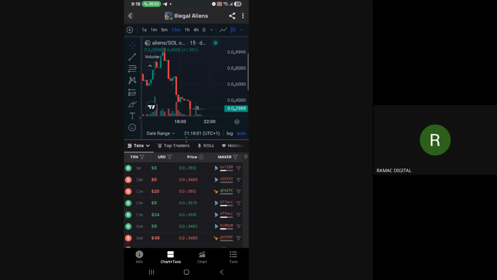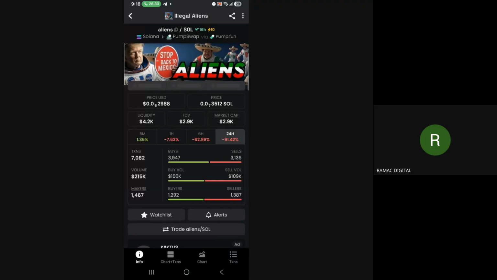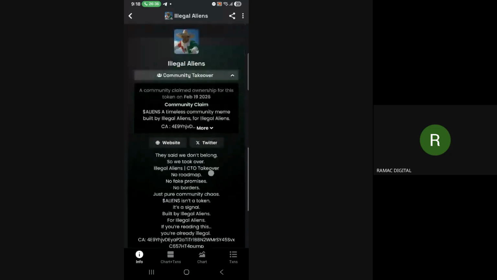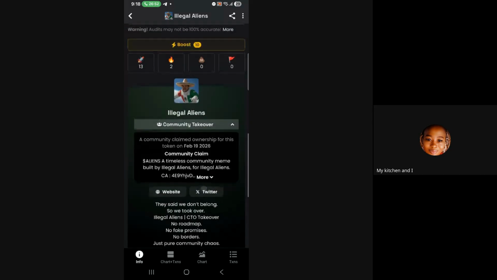Understanding the narrative of a coin is very important. Does the story really ring a bell? What is the name of that coin? Illegal aliens. Now, let us see this illegal alien. Does it ring a bell? Let us see. They said we don't belong, so we took over. Just pure community chaos. It is a signal built by illegal aliens for illegal aliens. If you are reading this, you're already illegal.